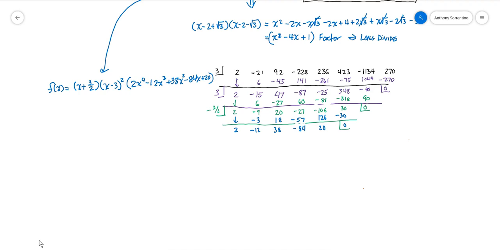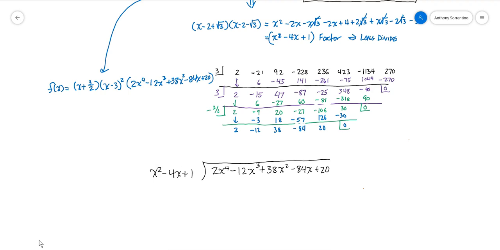Make sure that you're computing things correctly along the way. So I'm going to set up that long division. So I'm going to have my 2x to the 4th minus 12x cubed plus 38x squared minus 84x plus 20. And I want to divide that by x squared minus 4x plus 1.